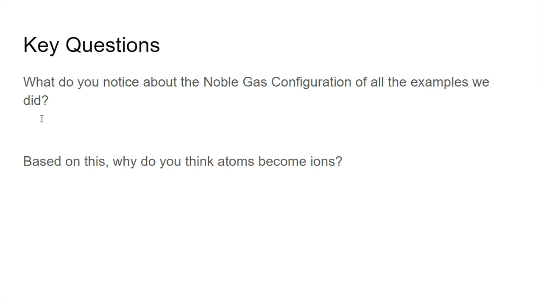Okay, and then the second question is based on this, why do you think atoms become ions? The answer is so that the atom can have an electron configuration that's very similar or identical to that of a noble gas. The noble gas configurations are the most energetically favorable, and that is a configuration that all atoms are seeking after. And so they will end up gaining or losing the number of electrons required to have an electron configuration similar to a noble gas.